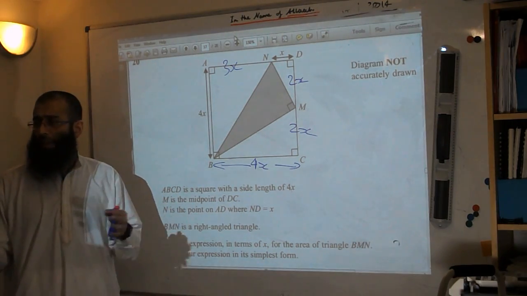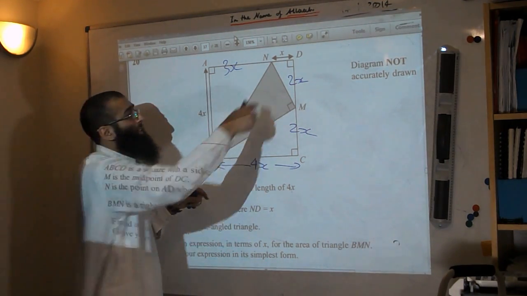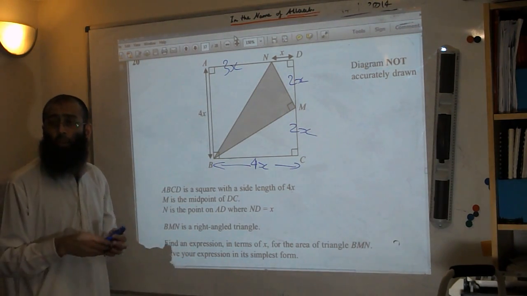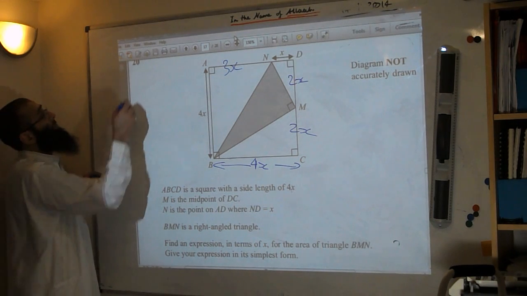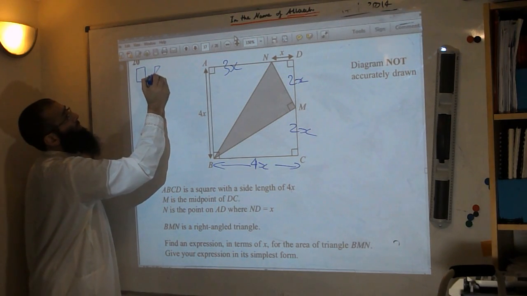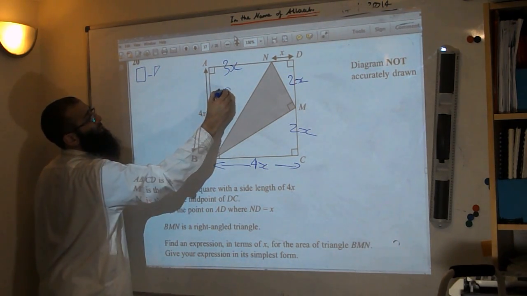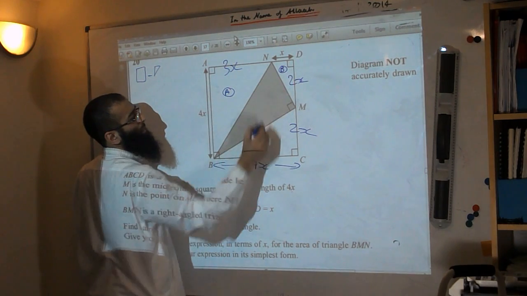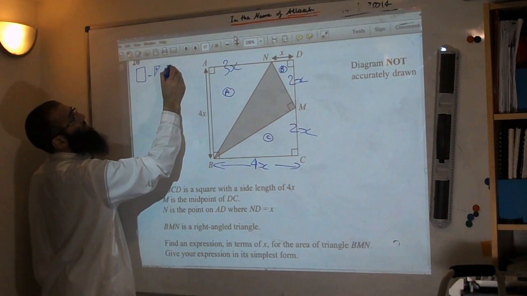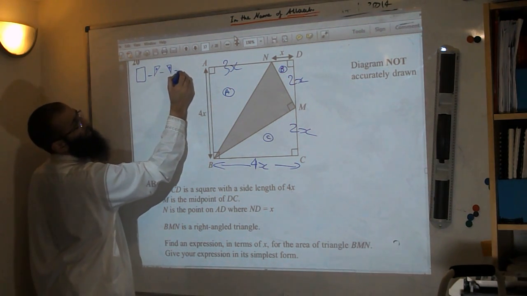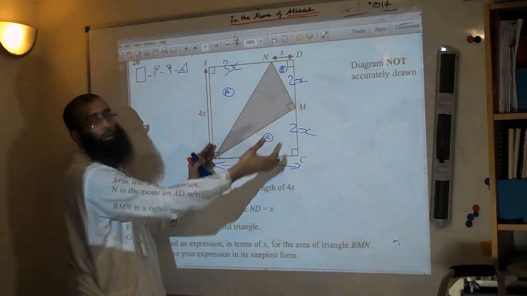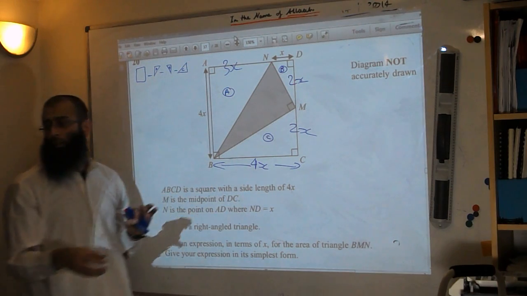Let's find an expression in terms of x for the area of the triangle BMN. The easiest way to work it out is to work out the area of the big square and minus the area of the three triangles. Yeah? So that's the idea we're going to use. We're going to work out the area of the square and minus this first triangle here, triangle A, and then minus the area of triangle B, and then minus the area of triangle C. And that will give us the shaded area.